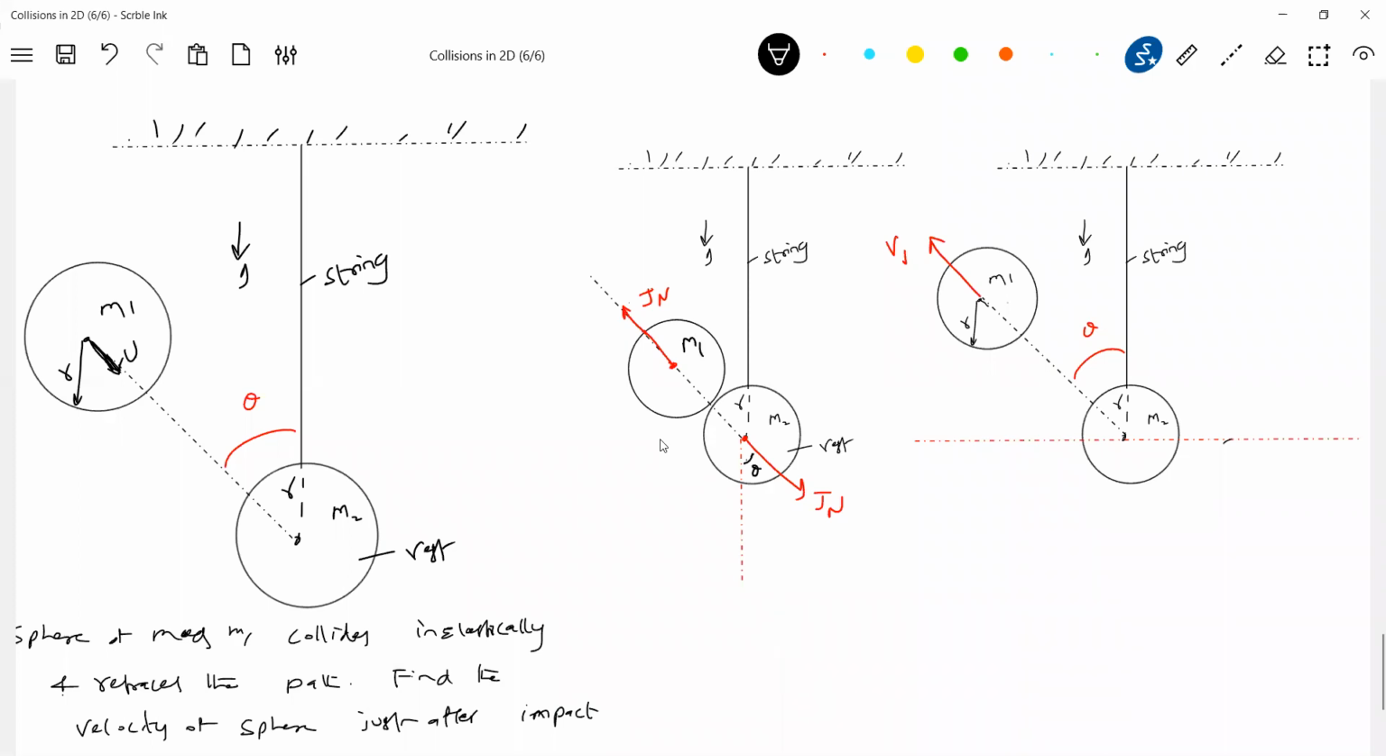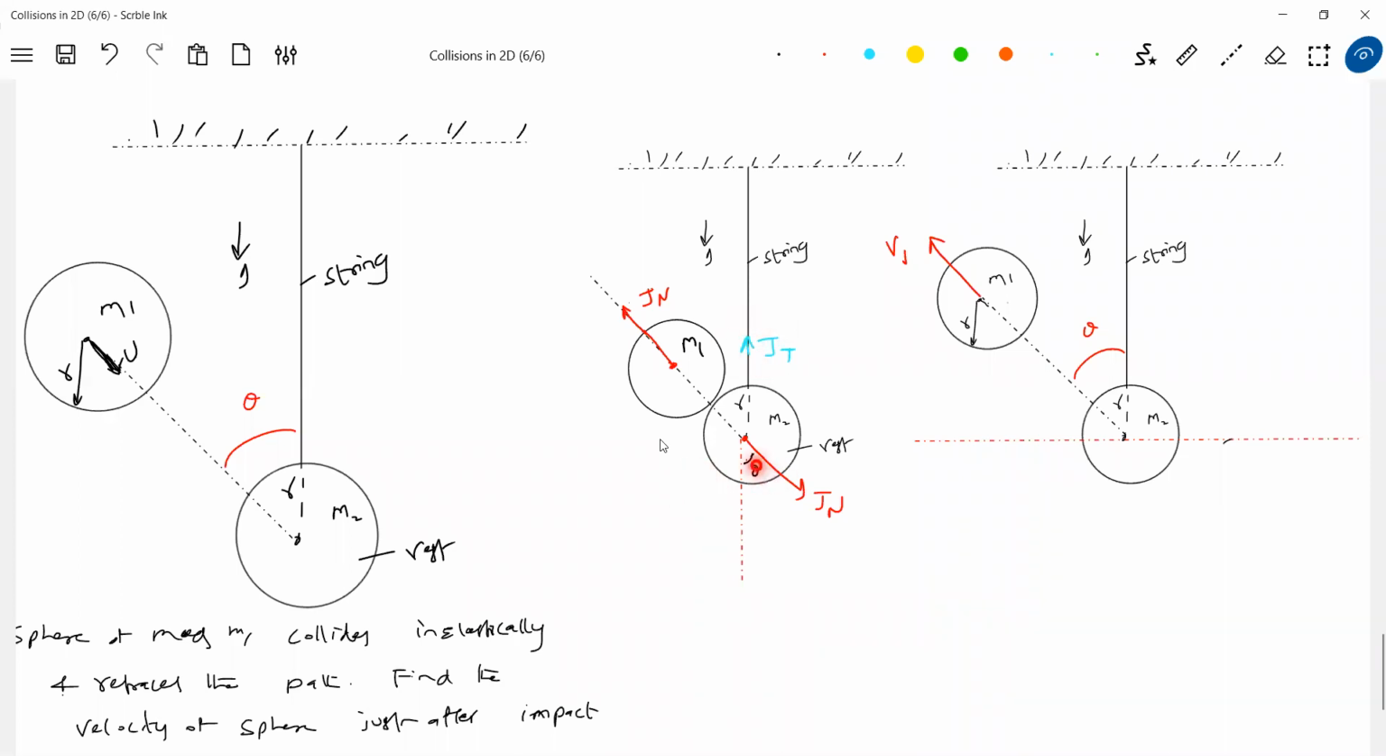So what will the string do? Suddenly the string will be jerked, and because of that an impulse is set up in the string. I'll call it JT. How has this JT come? Because of Jn cos theta. Jn cos theta will try to pull the sphere vertically down, and as there is an inextensible string, the string will be jerked and impulse JT will act here. So this was the overall sequence of what happened.